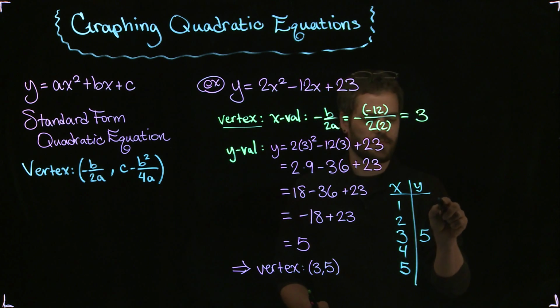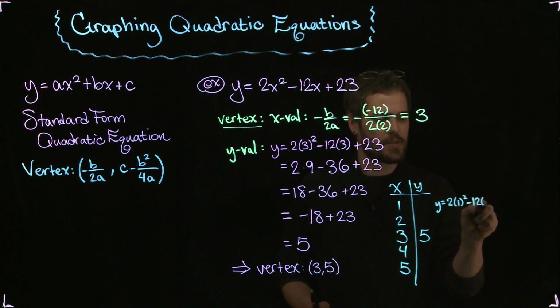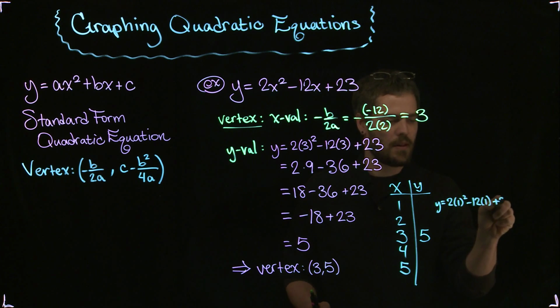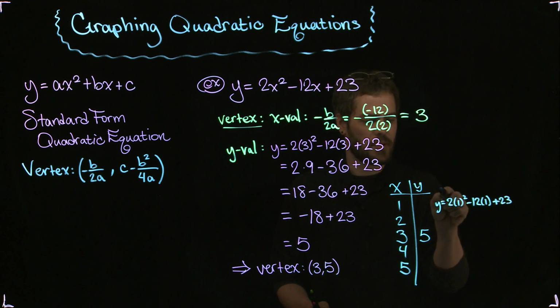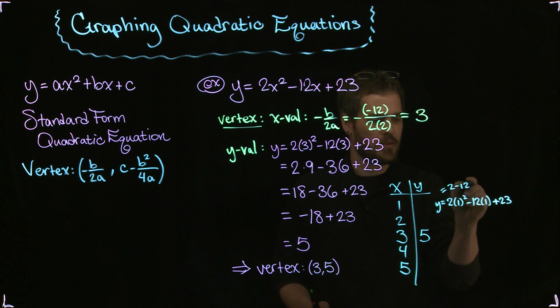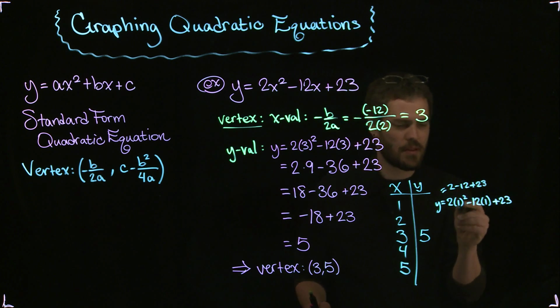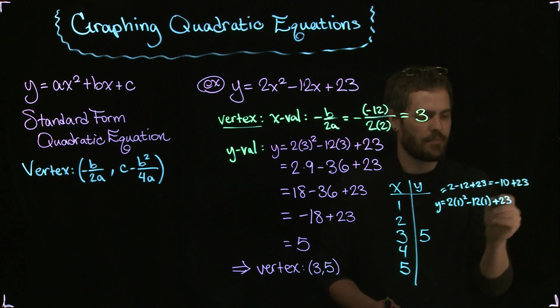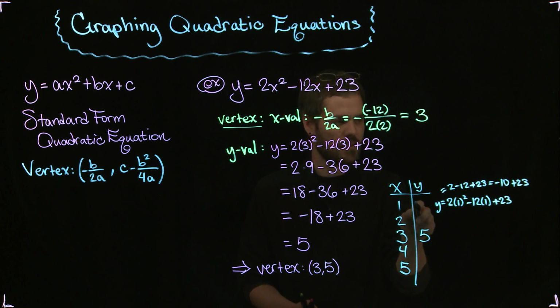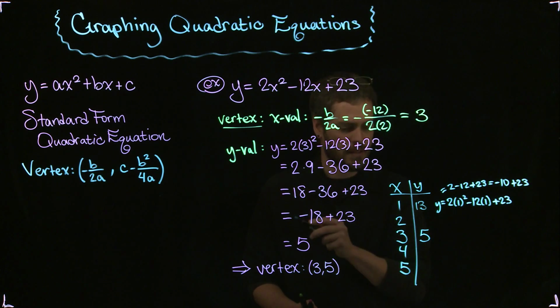If I plug in 1, then I get y equals 2 times 1 squared minus 12 times 1 plus 23, which comes out to 2 minus 12 plus 23. I'm skipping ahead a little bit, doing the square and then multiplying by 2. That equals negative 10 plus 23, and that is 13. Stick that right there.